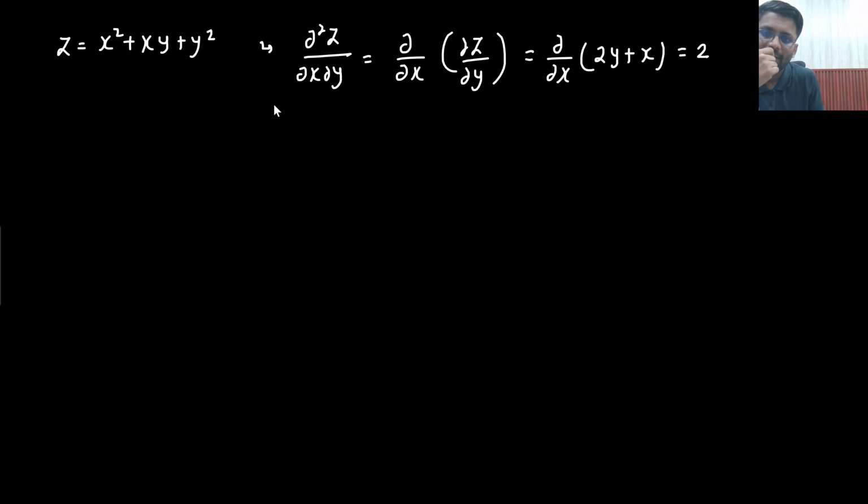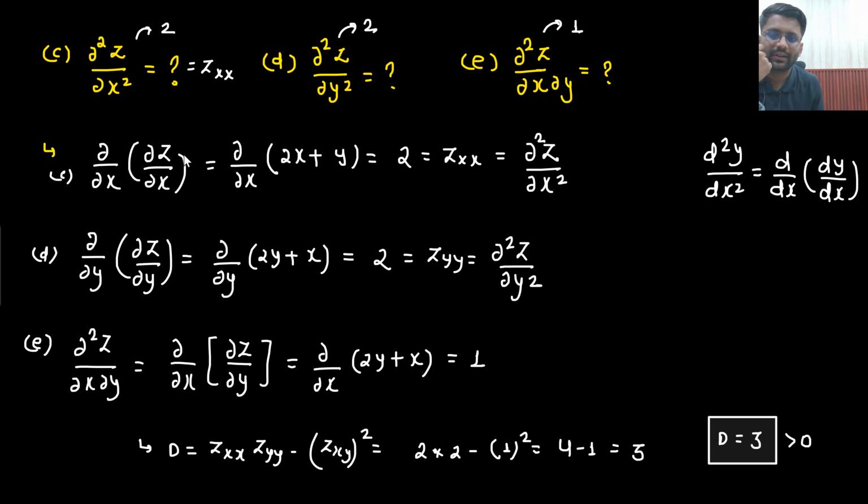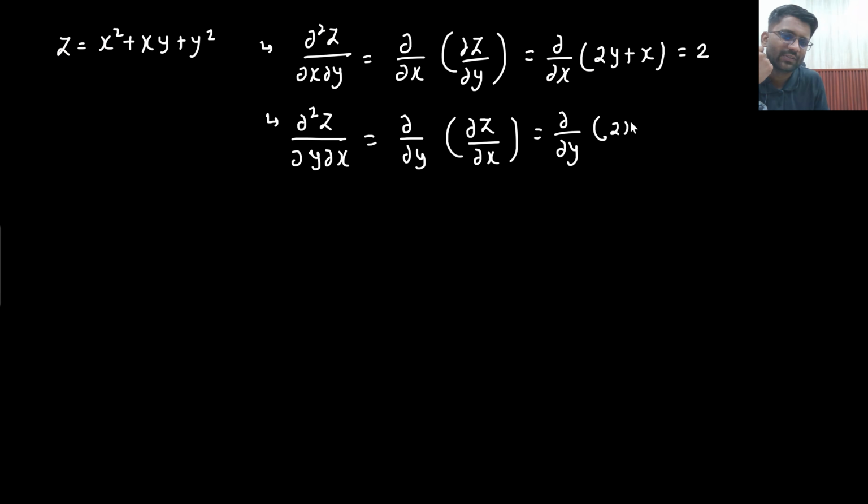Now similarly here I am trying to find del square z by del y del x. So del by del y I will keep outside, inside I will put del z by del x. So del by del y, what is del z by del x? That is 2x plus y. So what is the answer you are getting? The differentiation was 1, right? Now you differentiate with respect to y, this is also coming out to be 1.